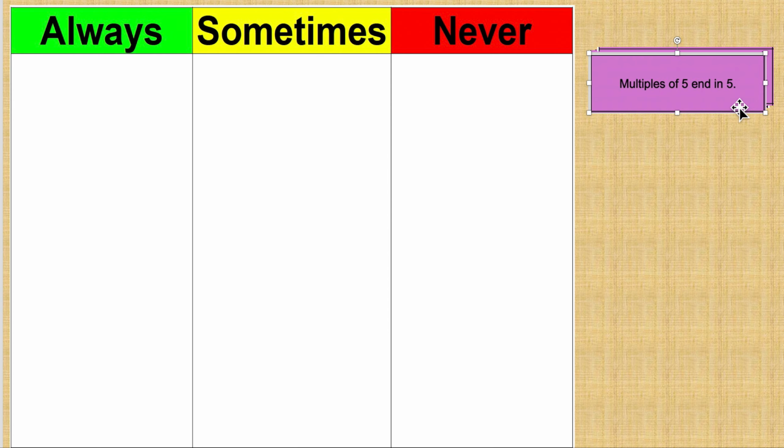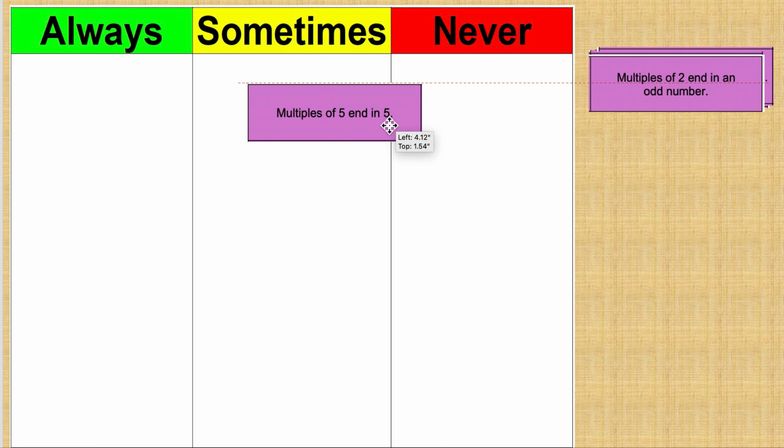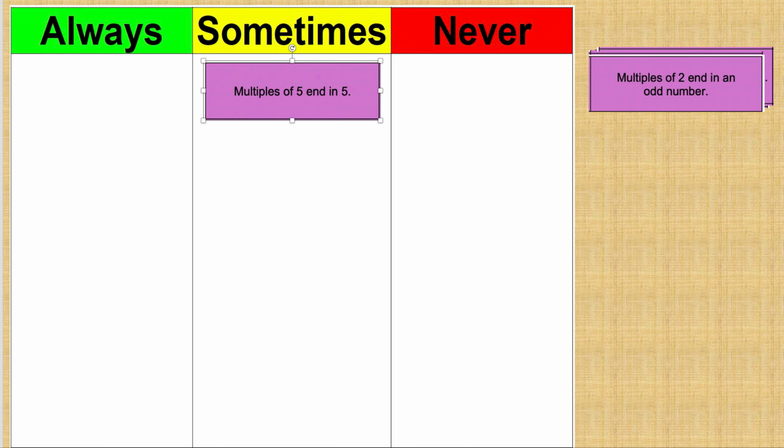So in this case, multiples of 5 end in 5. Well, some of them do, 15, 25, 35, etc. But there are multiples of 5 that end in 0 as well. So I'm going to move this card over here to sometimes, because it is sometimes true. It's not always true, and it's certainly not never true.